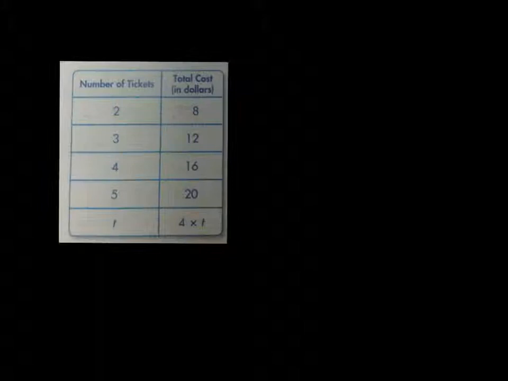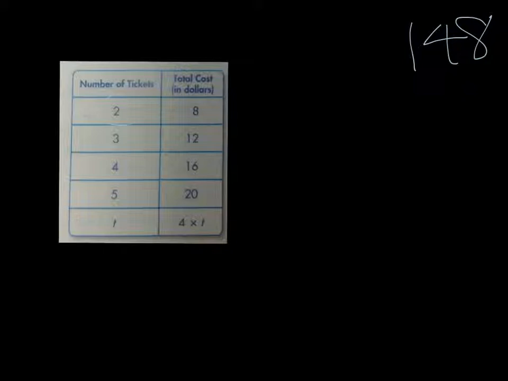Let's take a look at an example of using patterns to show relationship. So in your book on page 148, there's an example at the top that says, Shauna wanted to buy tickets to the concert for herself and some friends. What is the total cost of all the tickets? Let T represent the number of tickets. So here is the table that Shauna made so that she could find out how much it cost.